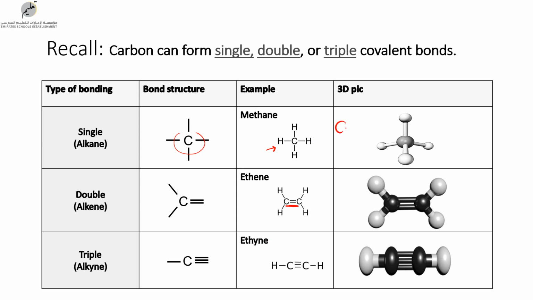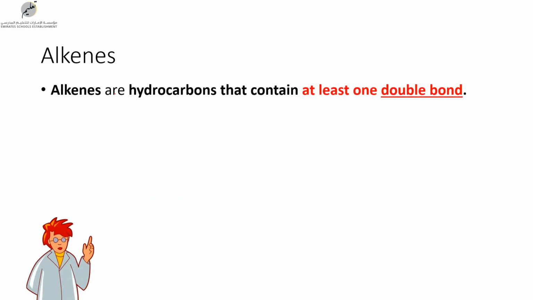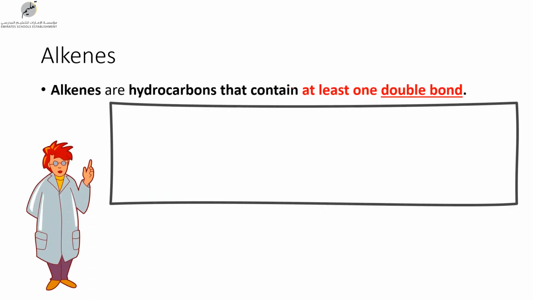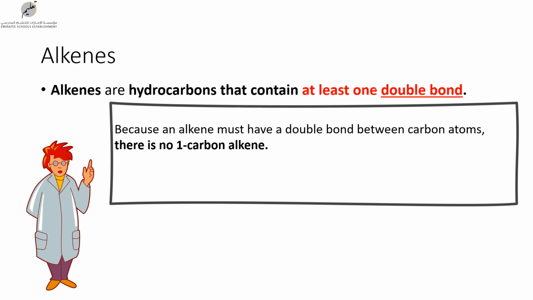So remember, if I had something like this, only single bonds, this will be ethane, right? When I have a double bond, I only change ANE to ENE because it's an alkene, double bond. And if it's a triple bond, we'll change the last part to YNE from alkyne, and so on. Okay, so what are alkenes? Alkenes are hydrocarbons that contain at least one double bond. So it can have one double bond, two double bonds, three, and so on.